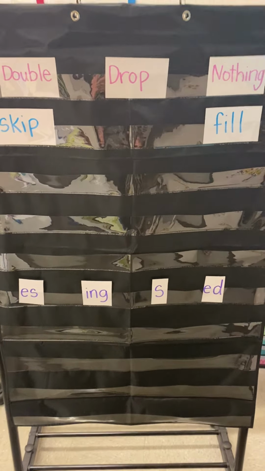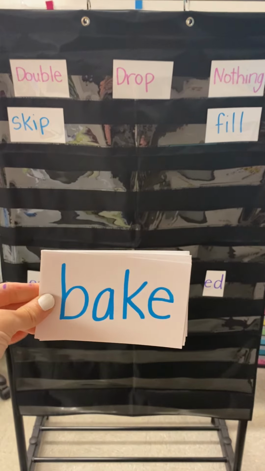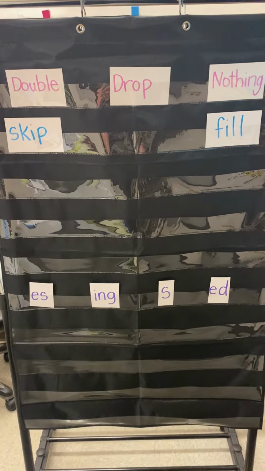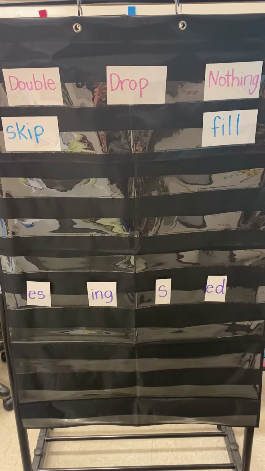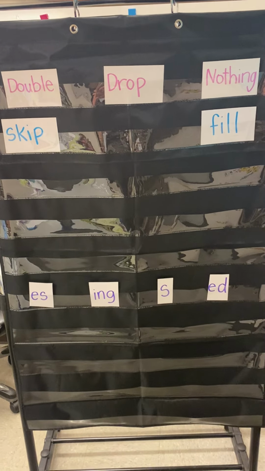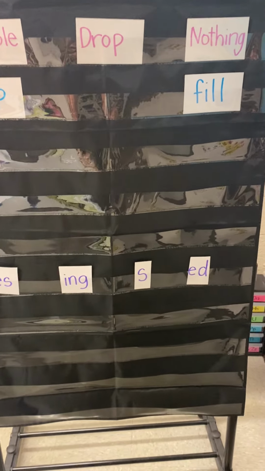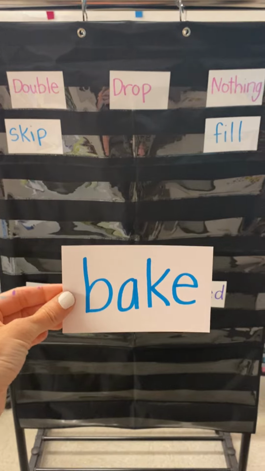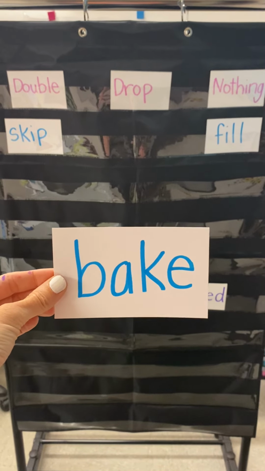So for this activity, you are going to take a word from a pile and then choose a suffix, and you're going to have your students decide: do you need to double, drop, or do nothing? So let's take a look at the next one on the list. The word is bake, so you'd have your students read the word.